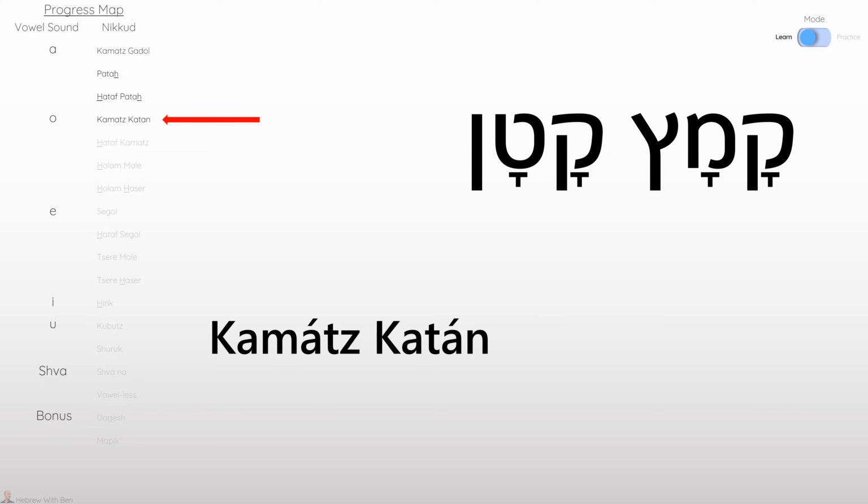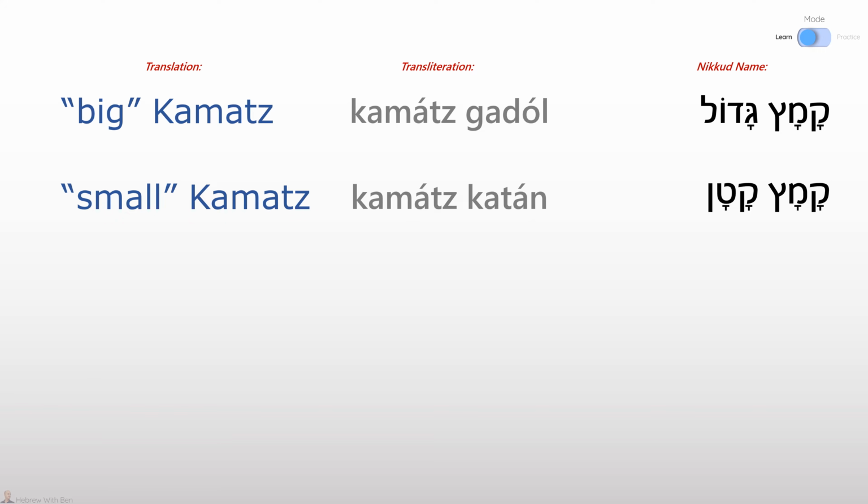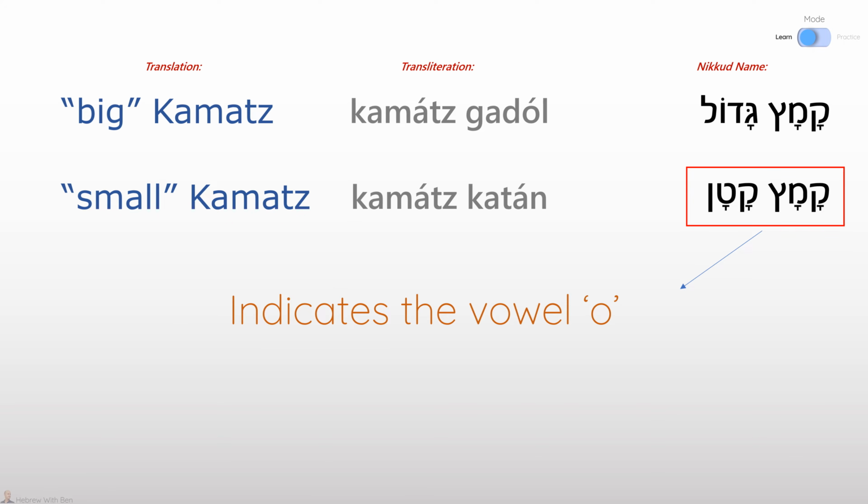In this lesson, we will be talking about Kamatz Katan. You probably recognize the name Kamatz from the first lesson in this course. Kamatz Katan looks the same as Kamatz Gadol, but indicates a different vowel sound. It indicates the vowel O.